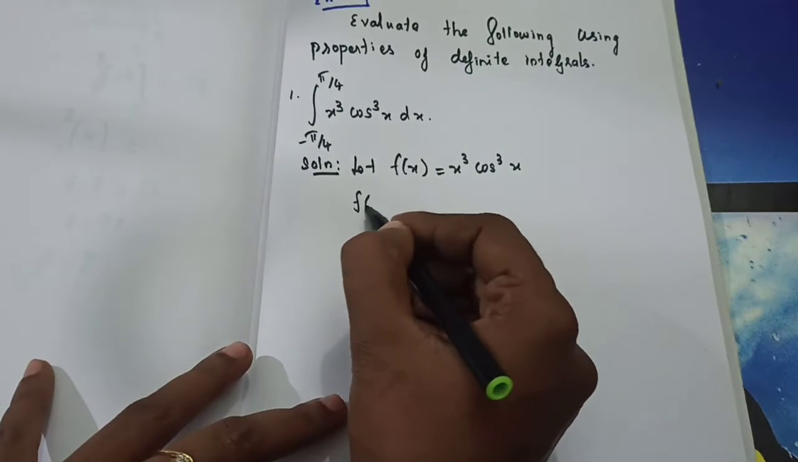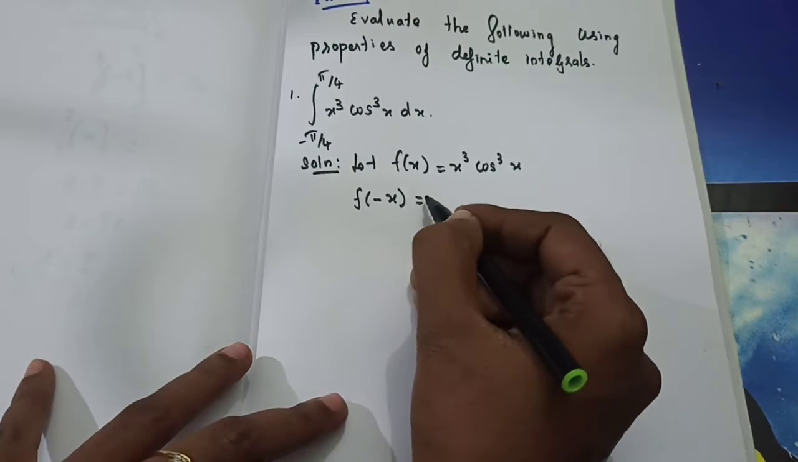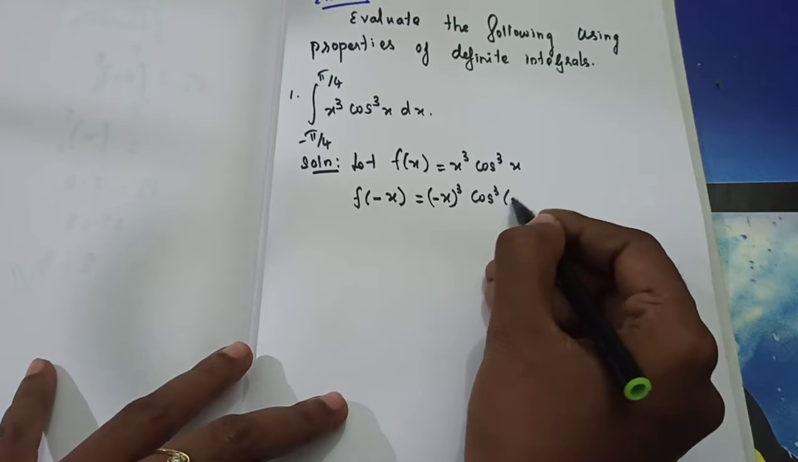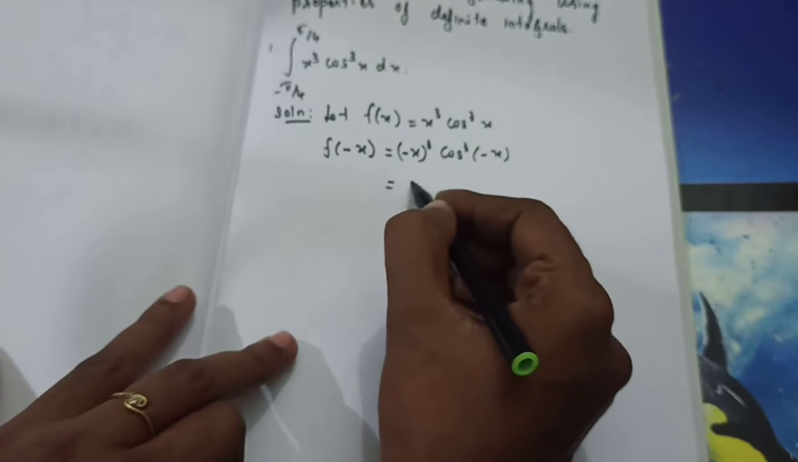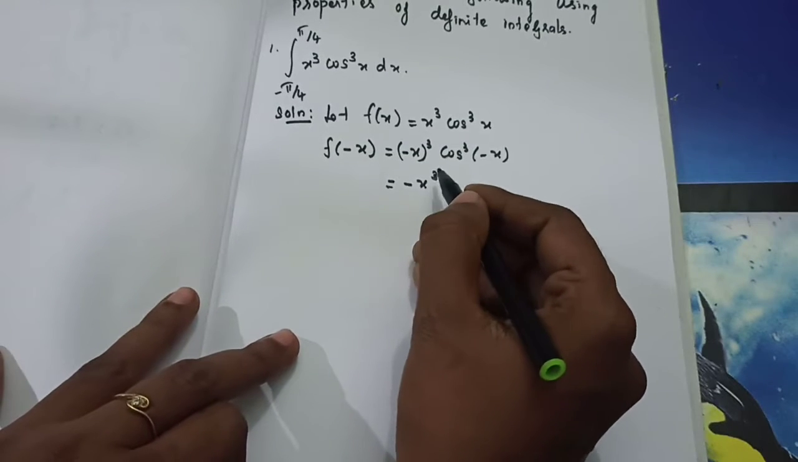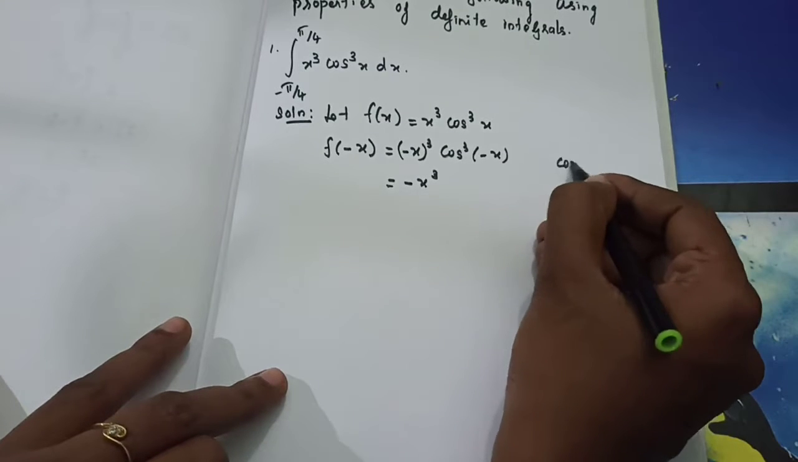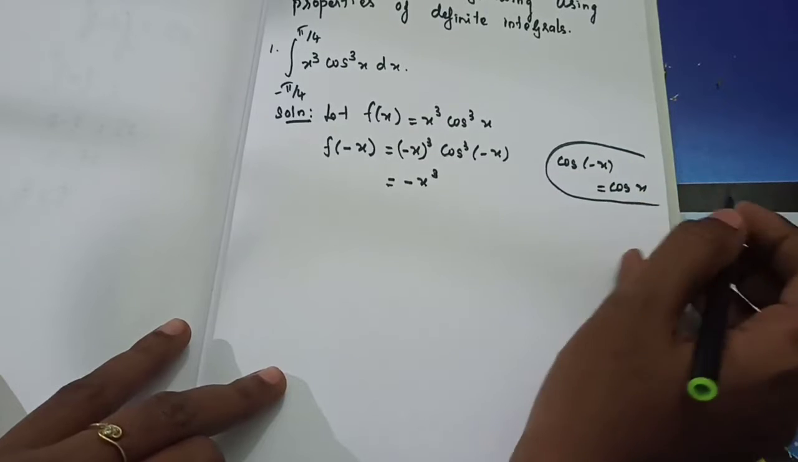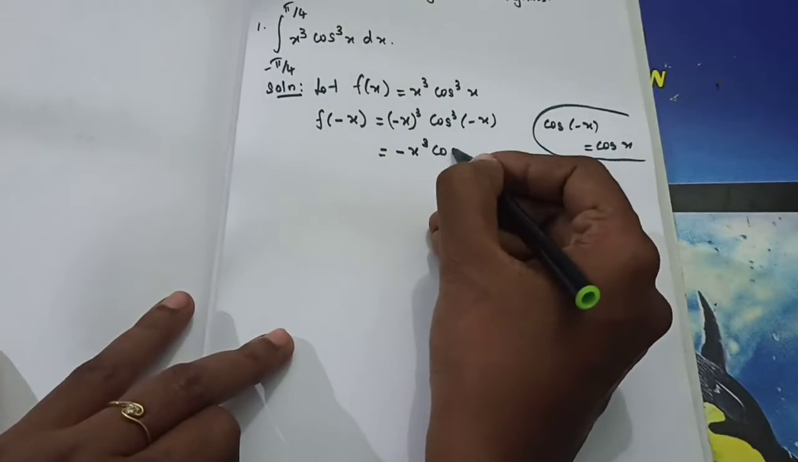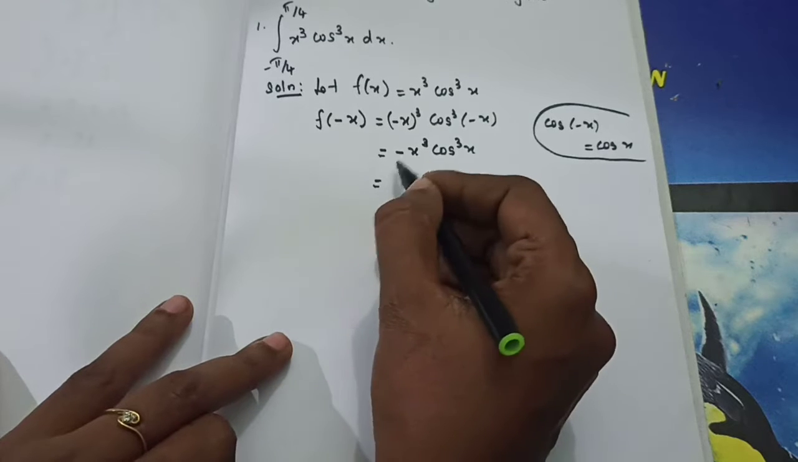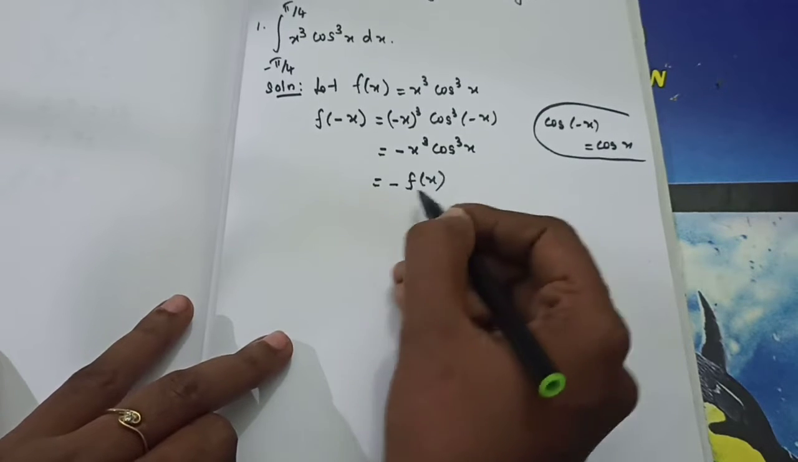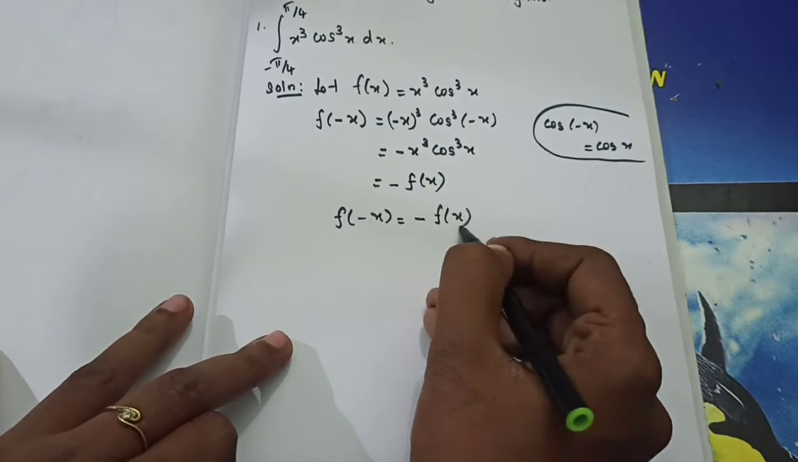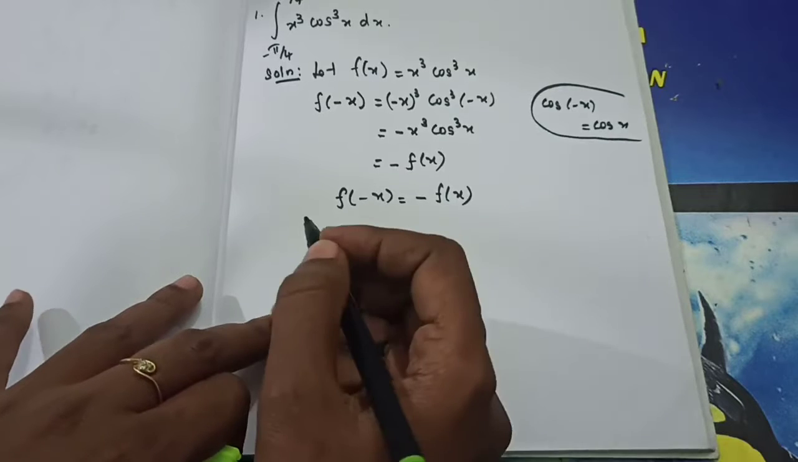First, what will you do? F of minus x. In the place of x you need to substitute minus x. Minus x the whole cube, cos cube of minus x. So minus x the whole cube means minus x cube, correct? It's an odd power. So cos of minus x, what's the value? Cos of minus x is cos x. Last year you learned cos of minus theta is cos theta. So this will change as cos cube x. So this is same as, one minus symbol is there, minus of f of x. So f of minus x is equal to minus f of x. Whether it is an odd function or even function, it's an odd function.